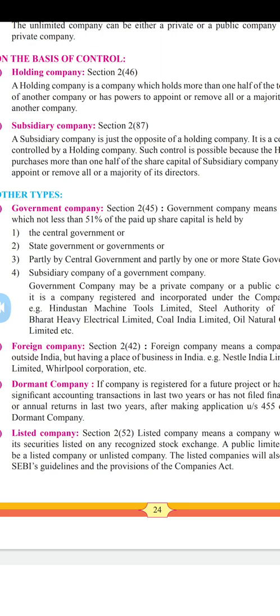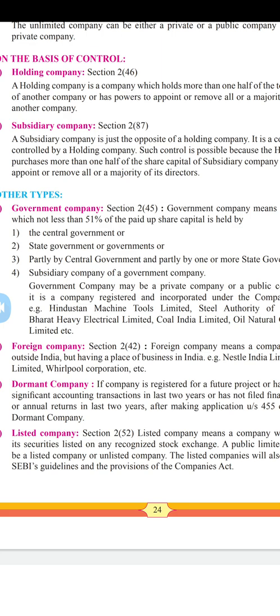That means it is not an active company, there is no project. It is registered for a future purpose, or there are no transactions in that company for the last 2 years, and no financial statements or annual returns for the last 2 years. Then that company is called a dormant company. That means an inactive company.